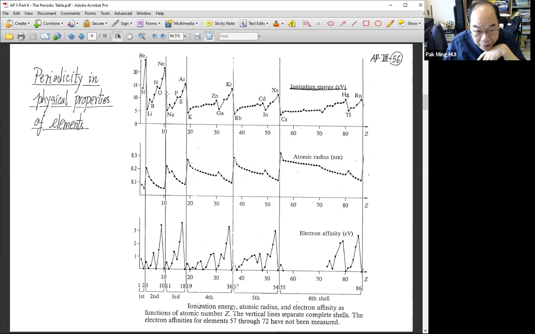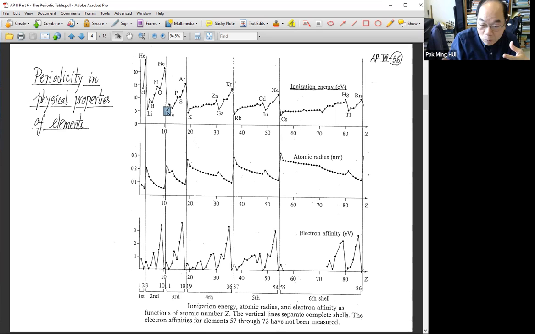But the next element, this is element number 11. Okay, so sodium, in so-called electron configuration, it is 1s2, 2s2, 2p6. This is 3s1. So there's one electron in the so-called outer shell, well, farthest away from the nucleus, but still filled. It is the 3s atomic orbital. So this outermost electron is easily ionized.